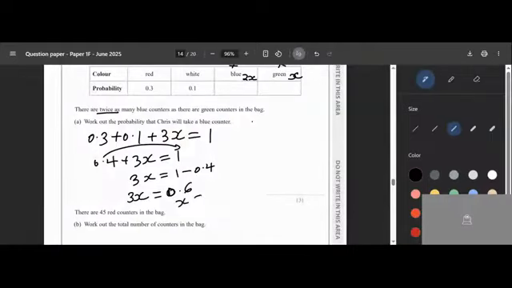So the value of x is 0.2. So if x is 0.2, twice that for blue will be 0.4. So work out the probability that Clara will take a blue counter. So the blue counter will be 0.4 because it is twice.